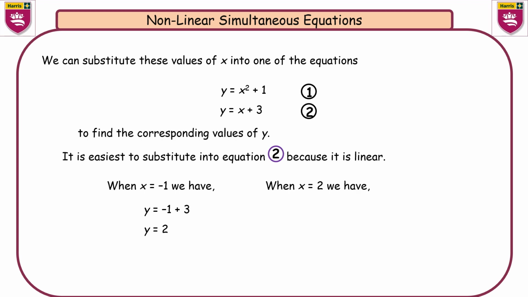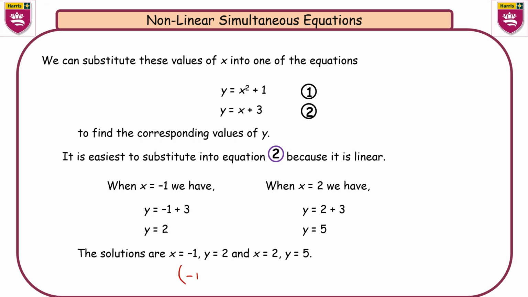For the second pair, we need to say when x is equal to 2, because that was the second x value, we have y is equal to 2 plus 3. That gives us 5. Therefore, the solutions are -1, 2, and 2, 5, which, if they ask you to write it down as a coordinate, I would expect everyone to write this down. So remember, x is first, y is next.